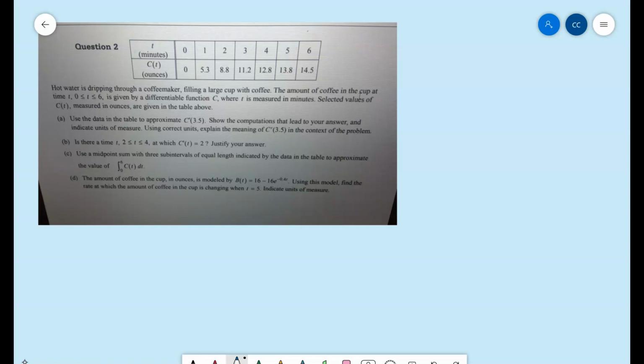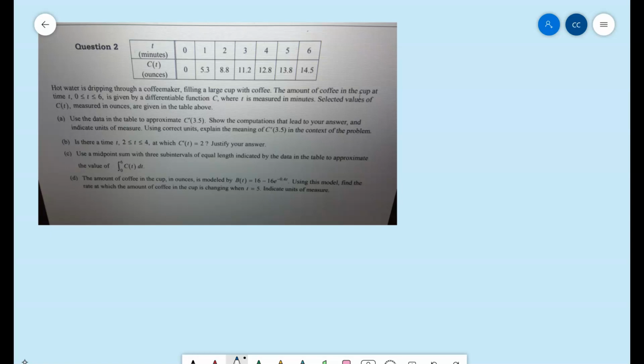So it says we have hot water dripping through a coffee maker, filling a large cup with coffee. The amount of coffee in the cup at time t is given by the differentiable function c, where t is measured in minutes. Selected values of c of t can be seen in the table above. Use the data in the table to approximate c prime of 3.5.